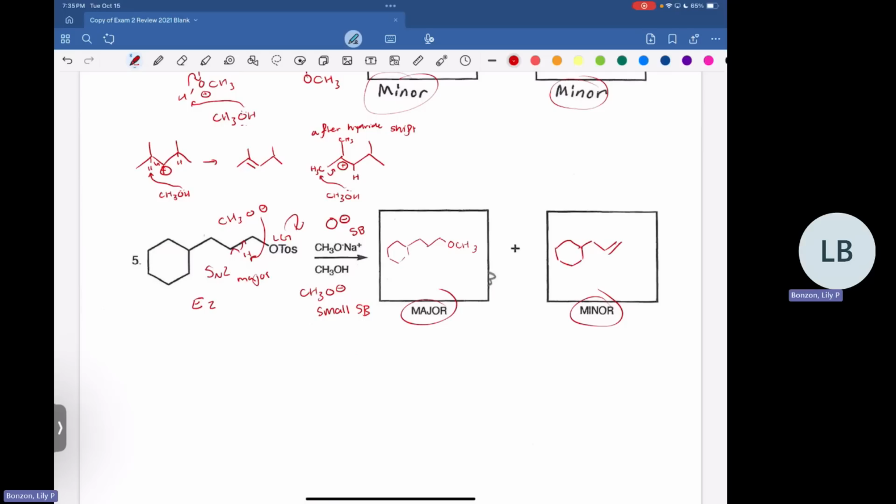You probably could see this one as just one box for your answer, and then you just have to draw the SN2 product. But since it shows major and minor, you're just going to draw the E2 as a minor product.